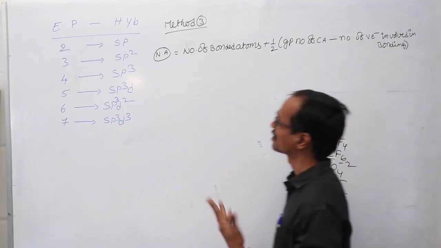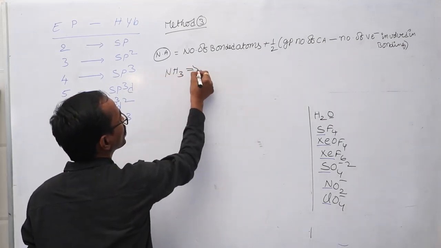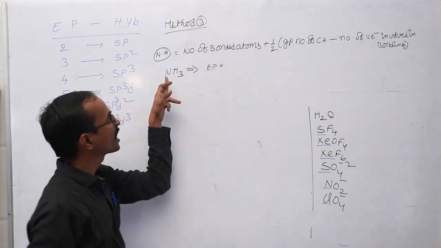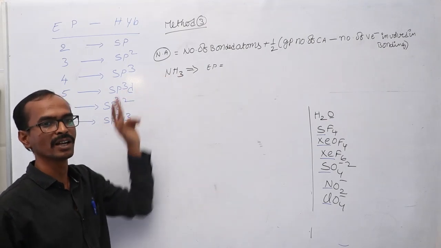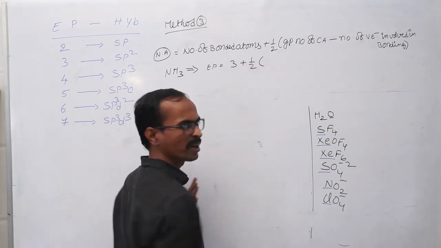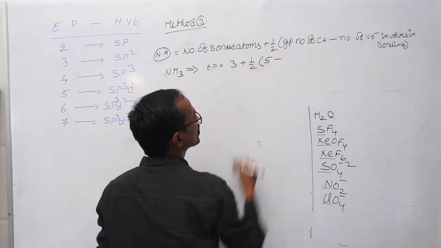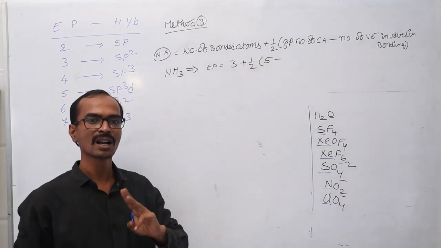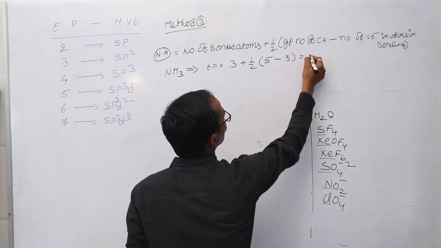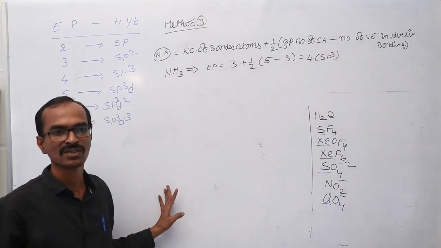So let me take the simple example, ammonia. Right? Electron pair number is equal to, how many bonded atoms are there for the central atom? 3 hydrogens. 3 plus half into group number of nitrogen. I told 5A group. So 5 minus the valency, which is 3. Already I told you in the second method. 5 minus 3. So 4. Hence it is having sp3 hybridization.